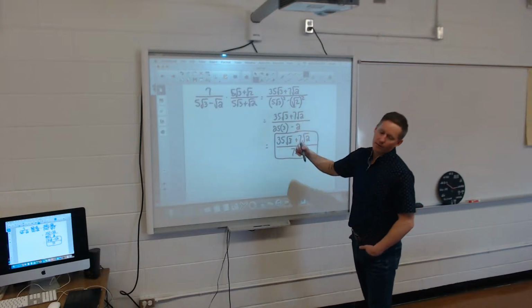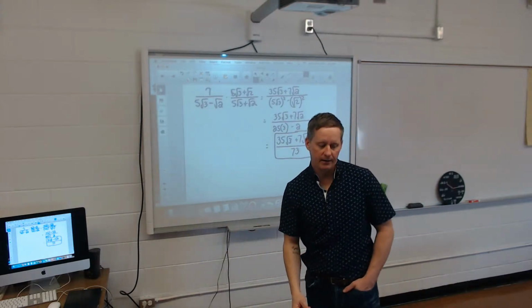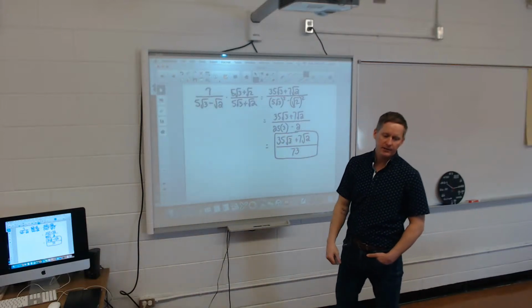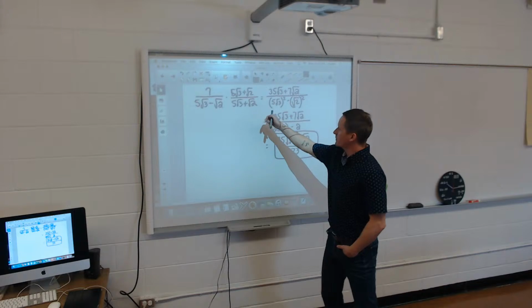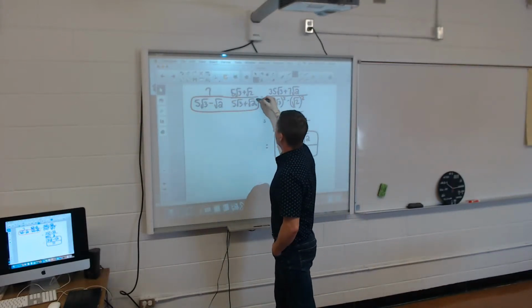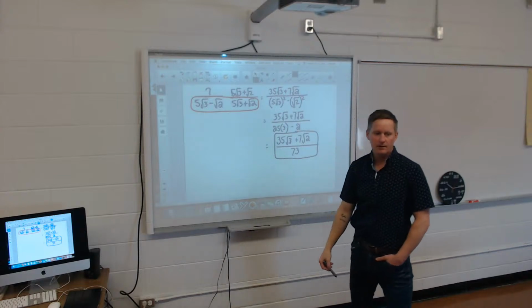This is what we call rationalized in the denominator. This will be in this 5.2. This will be the toughest part of your section, is multiplying by that right there. All right.